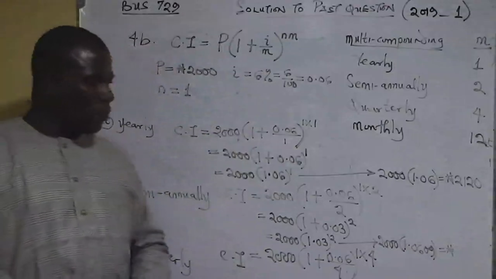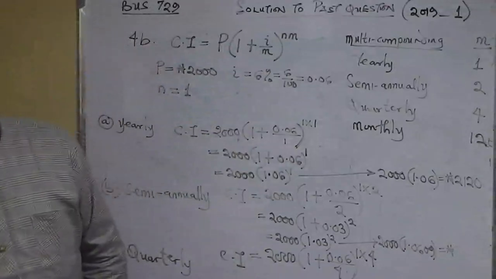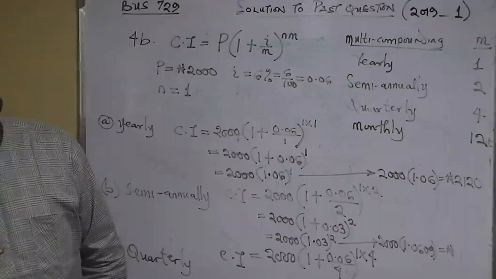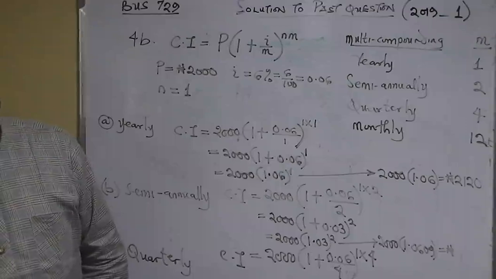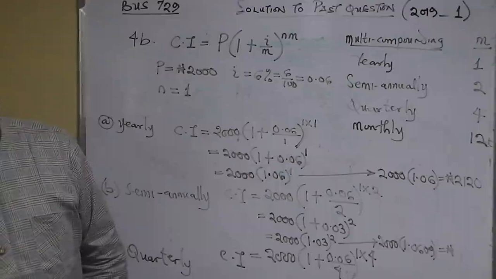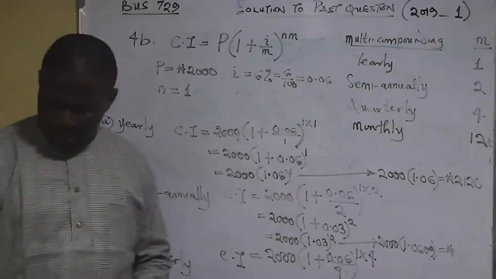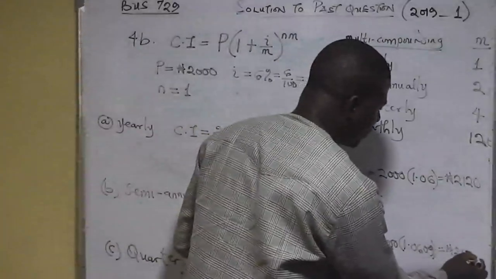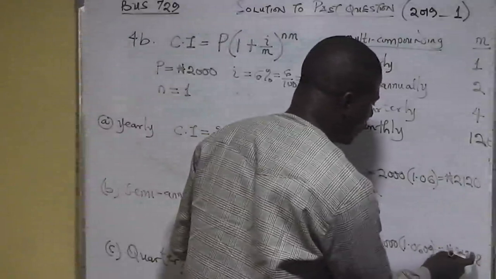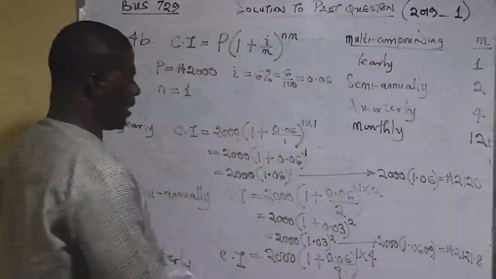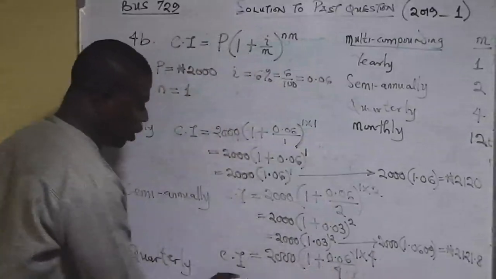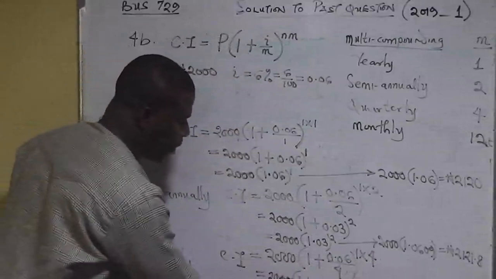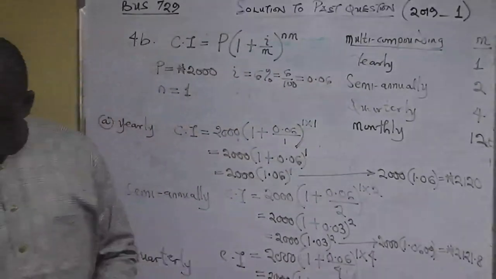Now by the time you multiply this together, 2000 times 1.0609, that will give me 2121.8. That's what I will have.